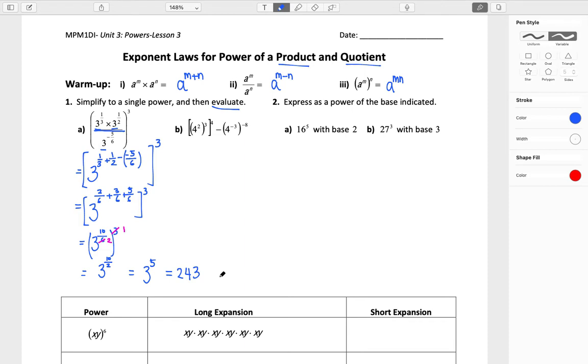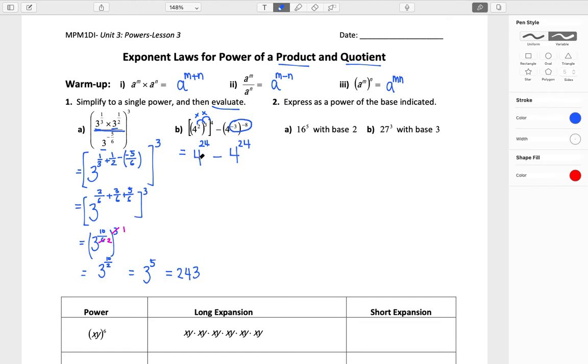Okay. Now, what about the next question, letter B? We have a power of a power of a power. So all we need to do is multiply 2 times 3 times 4. So it will give me 4 to the 24. And then, again, it doesn't matter if it's negative or positive. When we have a power of a power with exponents right beside each other, we multiply. So it will become 4 to the negative 3 times negative 8, which gives me 24. Sorry.